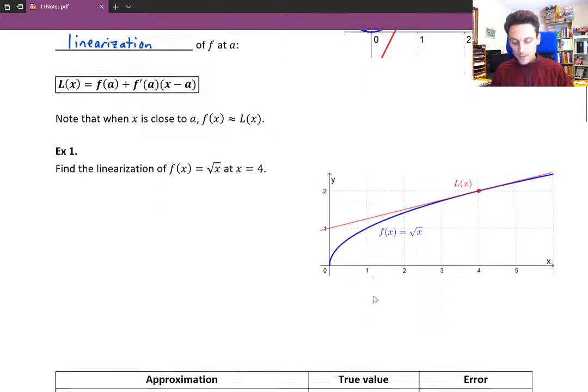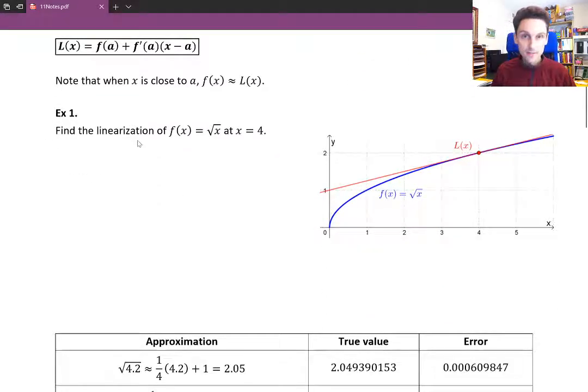Let's look at example 1, which says find the linearization, in other words, find a function version of the tangent line of f of x equals the square root of x at x equals 4. The picture is off to the right, so here's the square root of x. Here's x equals 4. So we're looking for the equation of this line, this red line, L of x.